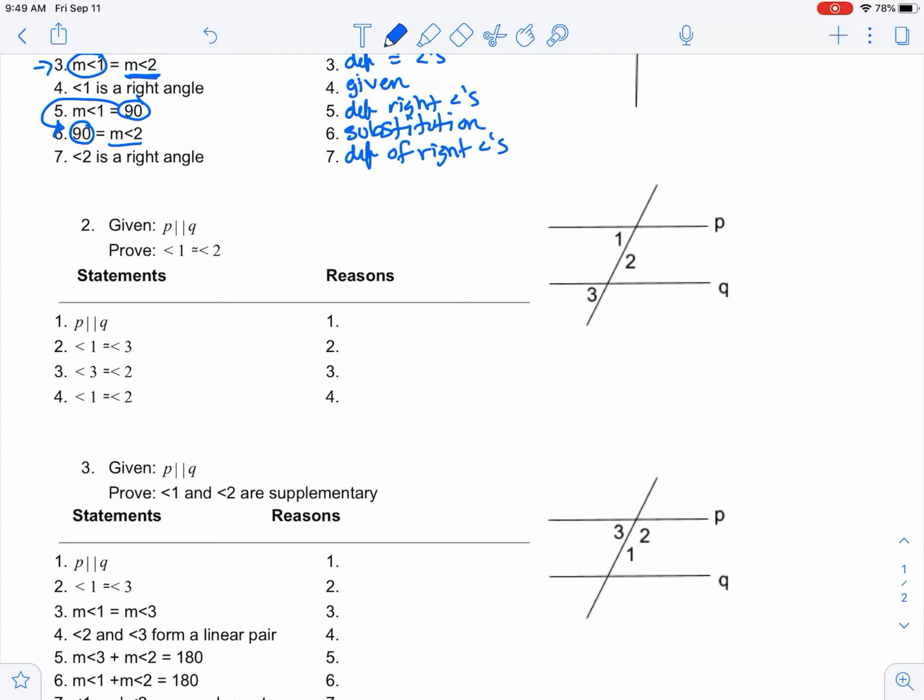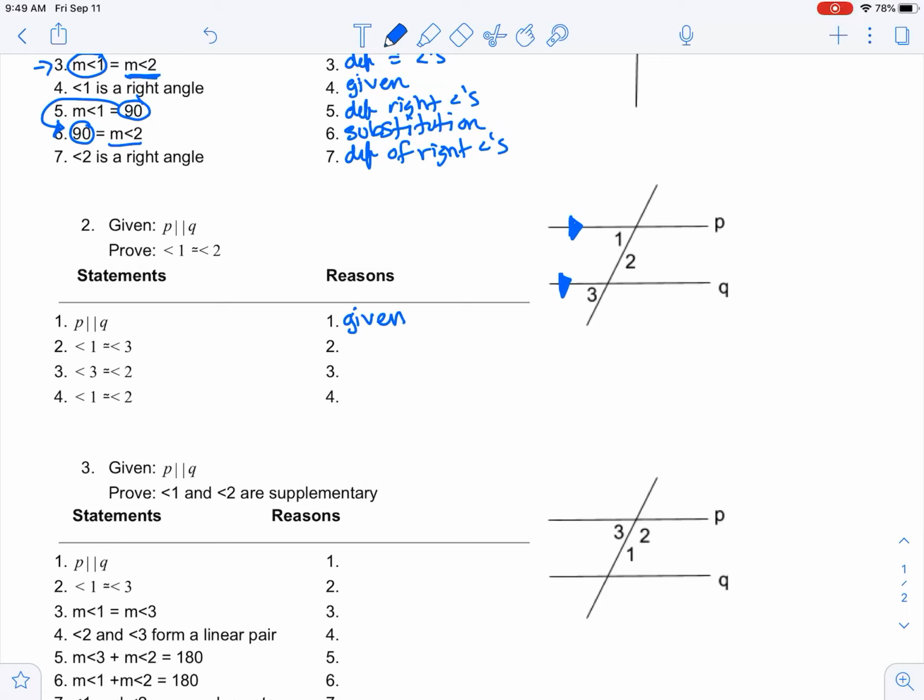Let's get into some parallel lines. So number 2, I'm telling you that line P and line Q are parallel. So I'm going to go ahead and mark those, since we know that they're parallel. Remember, those are either your triangles or little arrows on the lines. And that's the first statement in our proof. P is parallel to Q. All right, so that's our given.